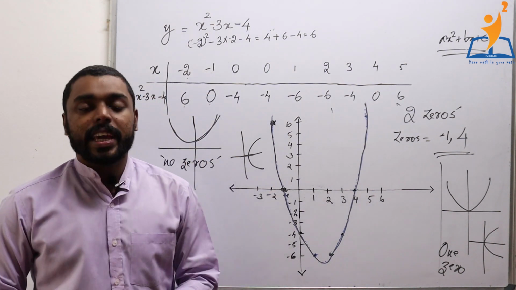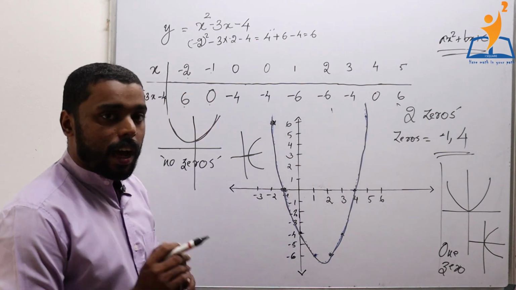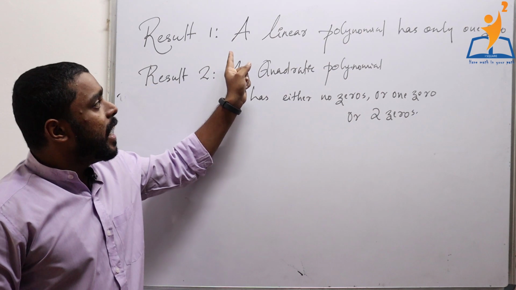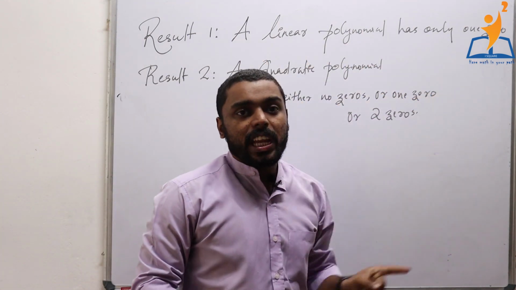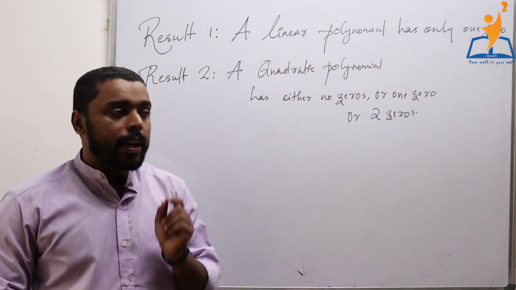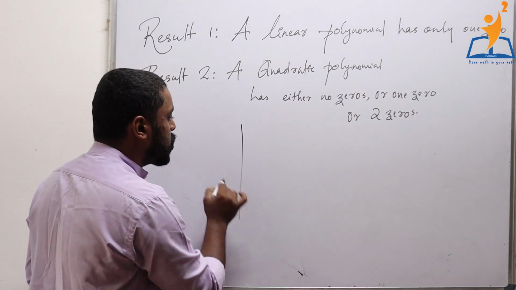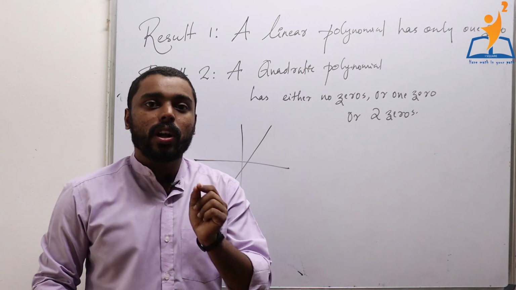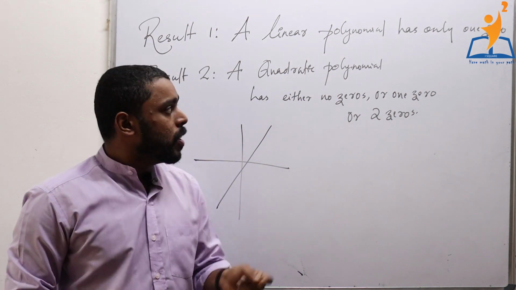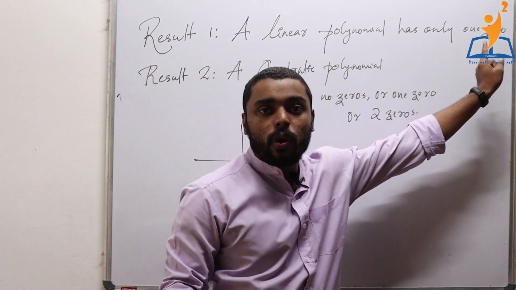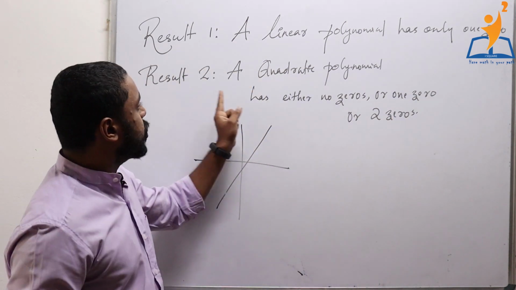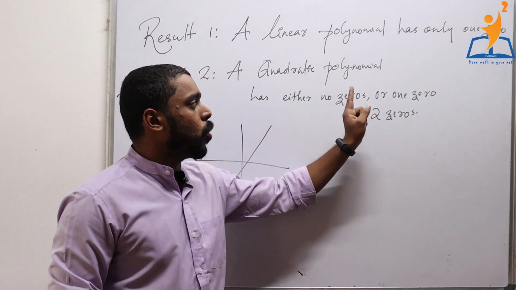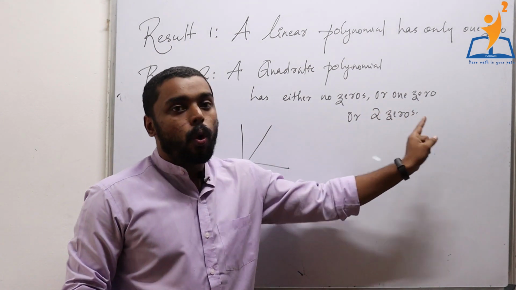So then we can generalize this as results. Result 1: a linear polynomial has only 1 zero, because the graph of a linear polynomial is always a straight line, and a straight line can cross the x-axis only once. So a linear polynomial has only 1 zero. Result 2: a quadratic polynomial has either no zeros, 1 zero, or 2 zeros.